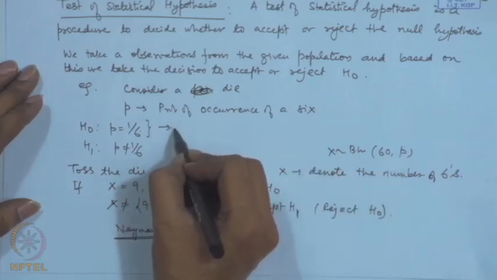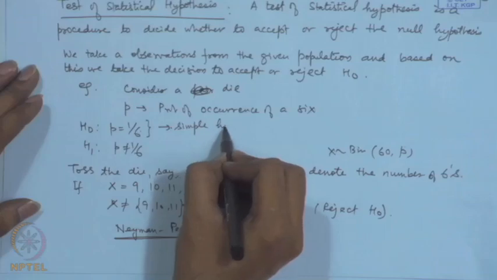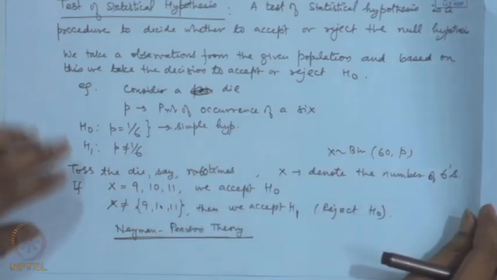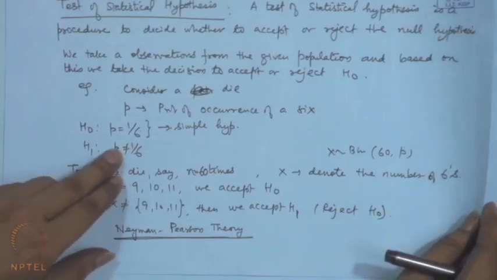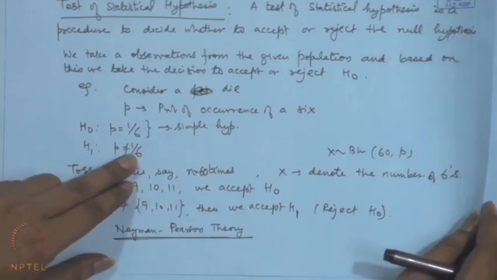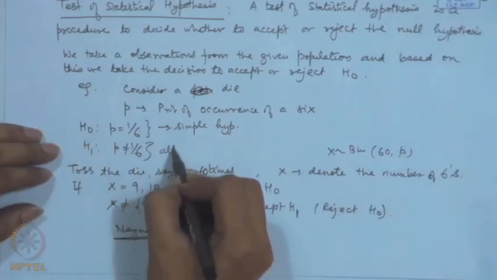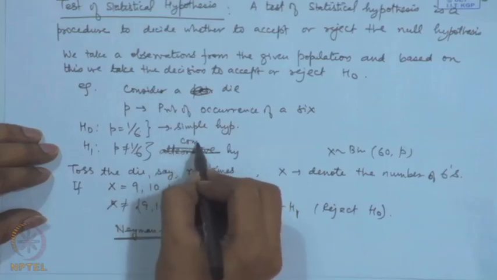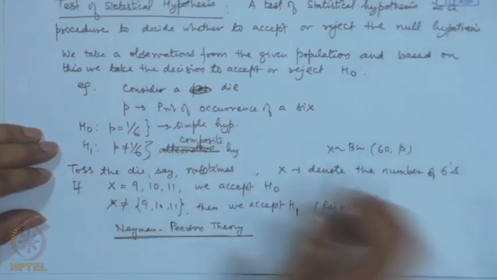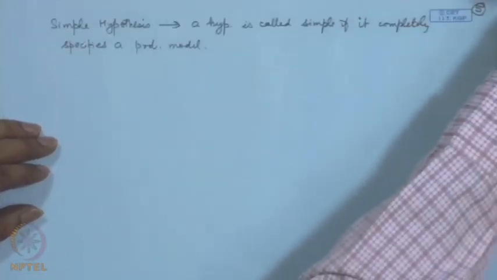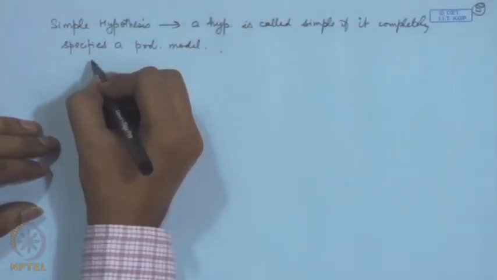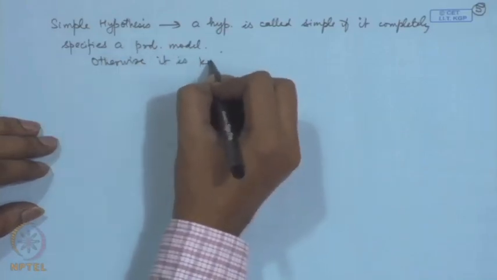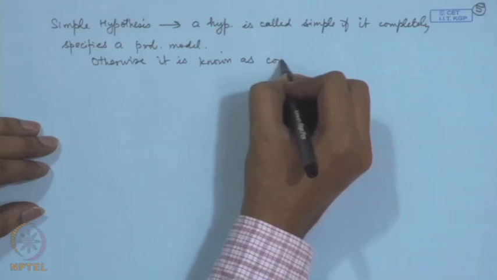So, this is actually a simple hypothesis, but if the specification is not complete, then it is known as a composite hypothesis. For example, if you look at p is not equal to 1 by 6, then this is a composite hypothesis. Otherwise, it is known as a composite hypothesis.